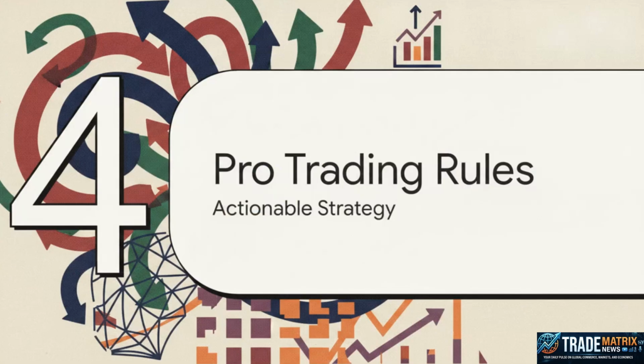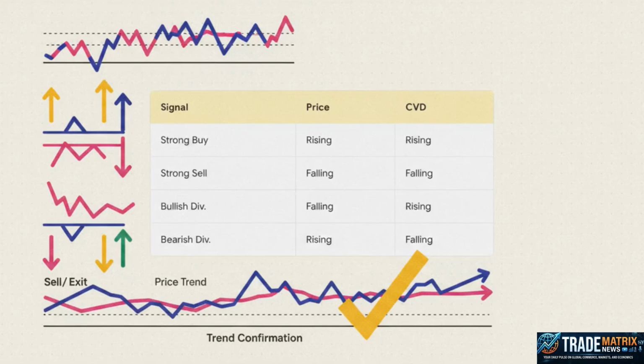Section 4. Professional CVD Trading Rules. Consider this your institutional cheat sheet. It combines price action with CVD to give you your core signals. For a strong buy, you want to see both price and CVD rising in harmony. For a strong sell, they should both be falling. Now the divergent zones, that's where you really make your money.